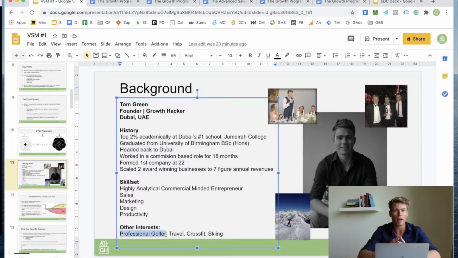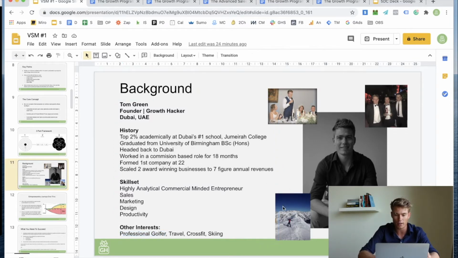I think in line with that, I'm a very competitive person, which is why I always find that people who are competitive get really into sales. So that is something that lends itself well. And then I also enjoy travel, CrossFit, and skiing as well, as you'll see in a few of my pictures. So that is a little bit of background about me, guys.